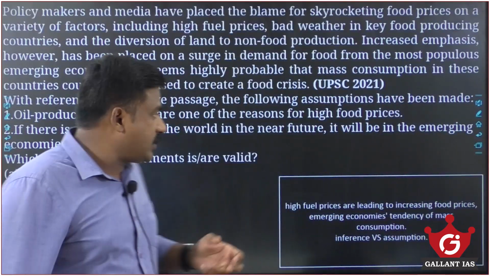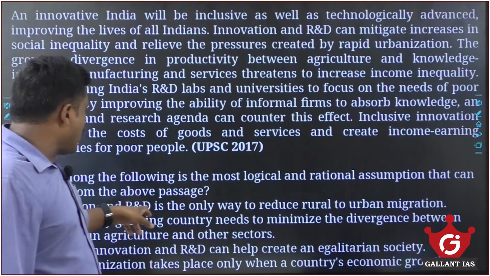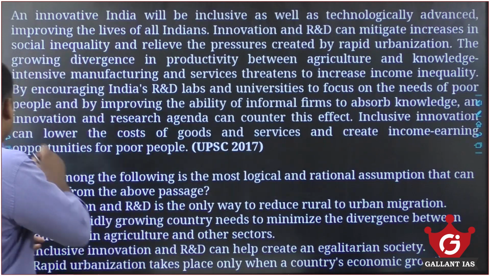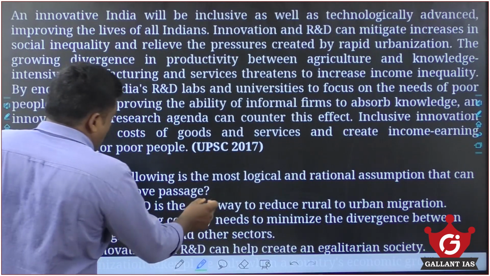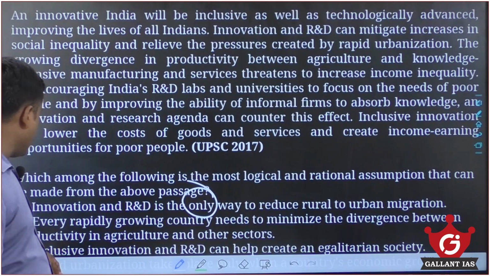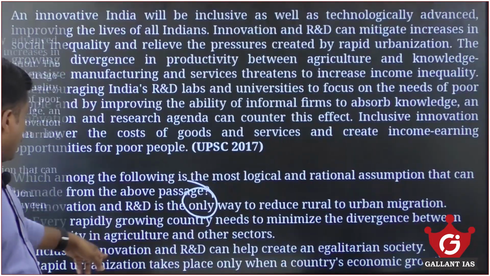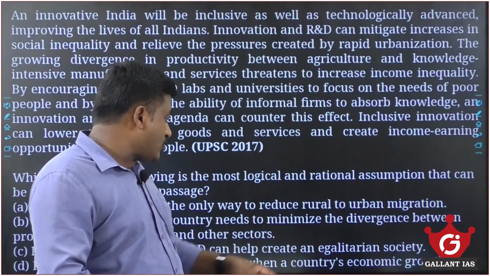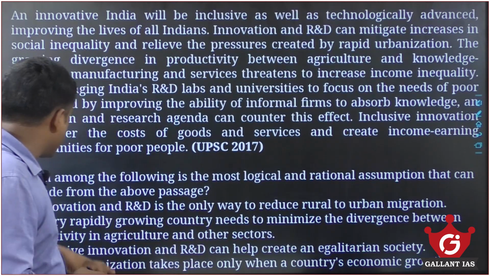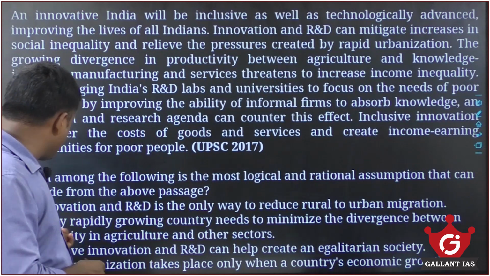Now the problem is, I feel something fishy with two statements here. Innovation and R&D is the only way to reduce rural and urban migration. They used the term "only" here, and I am confused with that. Then the last one also. Rapid urbanization takes place only when a country's economic growth is rapid. There is an extreme word, "only", there. So I suspect both these choices. Now what is left with me is B and C.